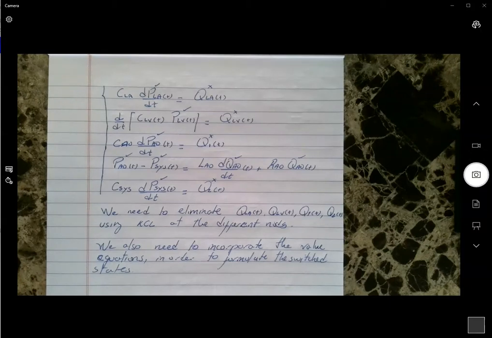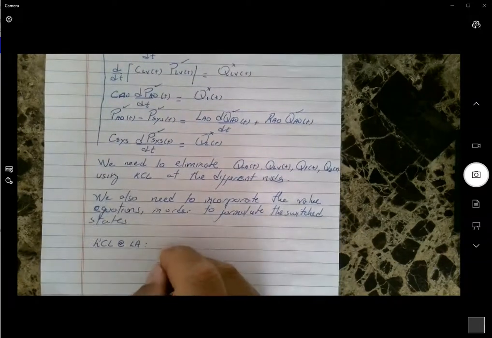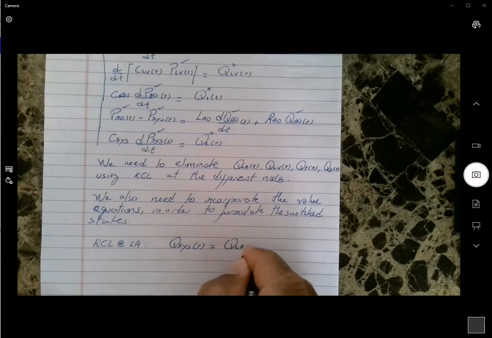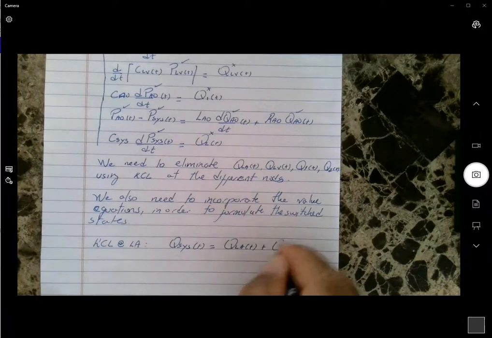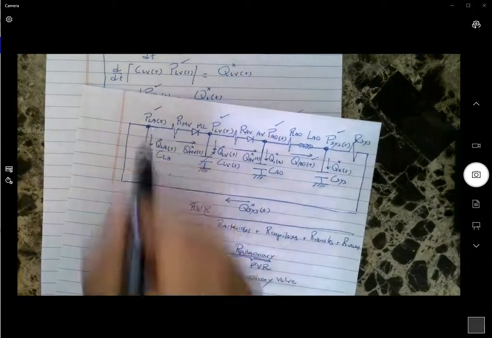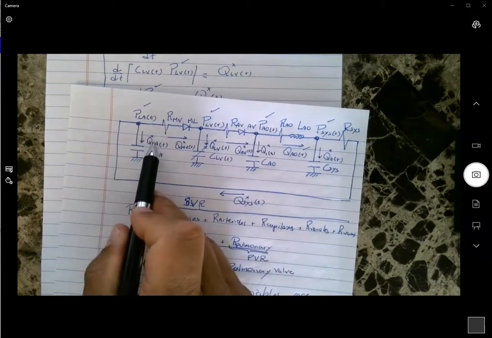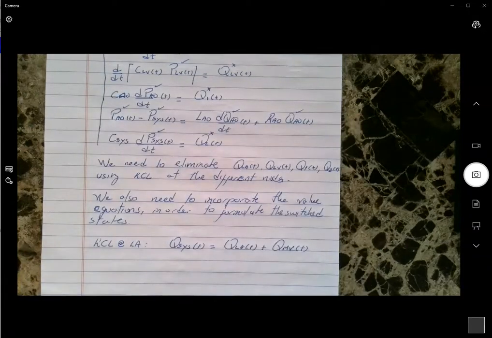And let's look at KCL at LA, Kirchhoff current law at the left atrial node. So we have Q systemic coming in is equal to QLA plus Q of the mitral valve. Okay, that one's pretty straightforward. In this particular node, the flow that comes in is a systemic flow, which we have to eliminate, and what goes out is QLA and QMV, which we also have to eliminate. We cannot keep any of those two.